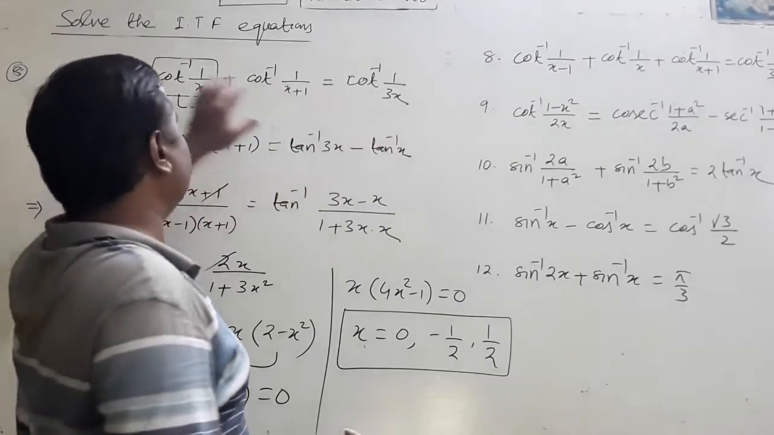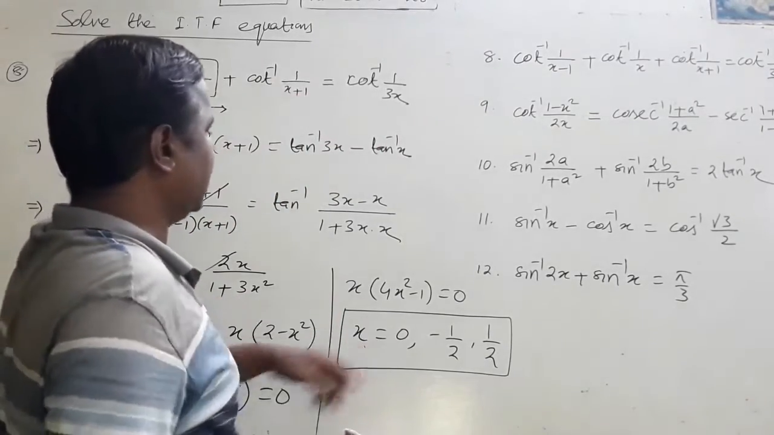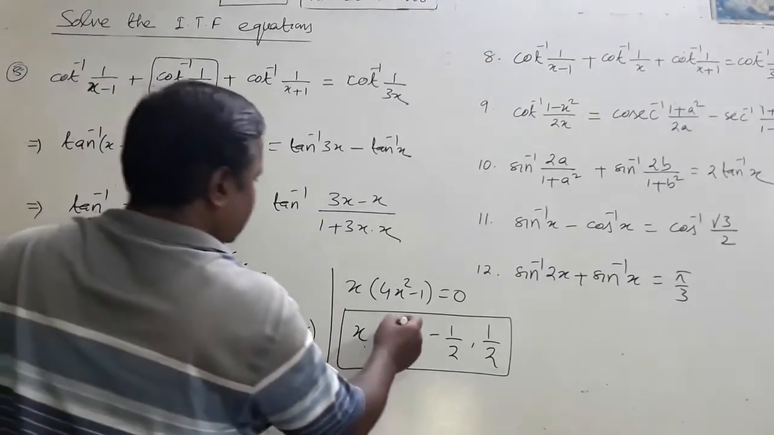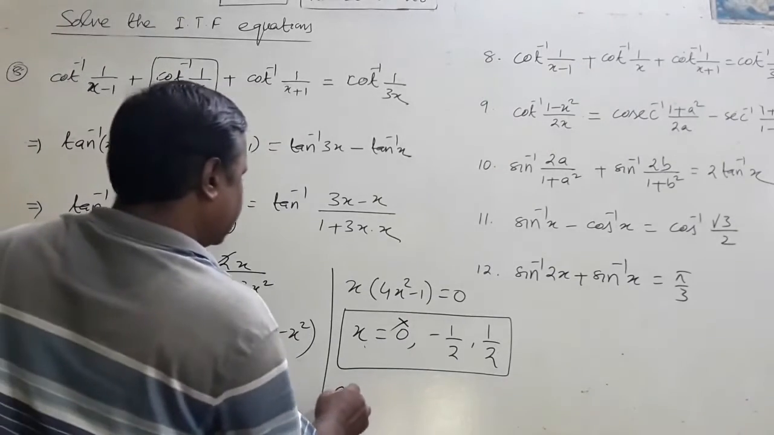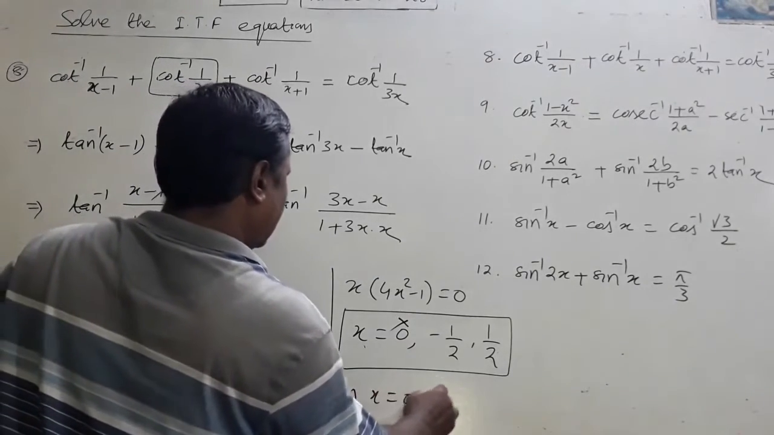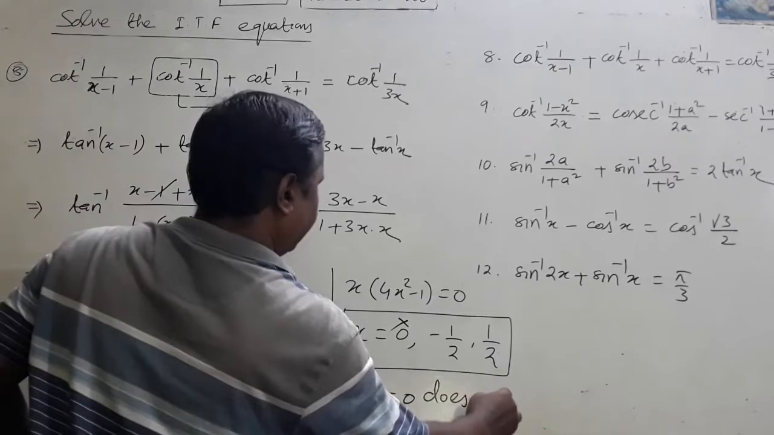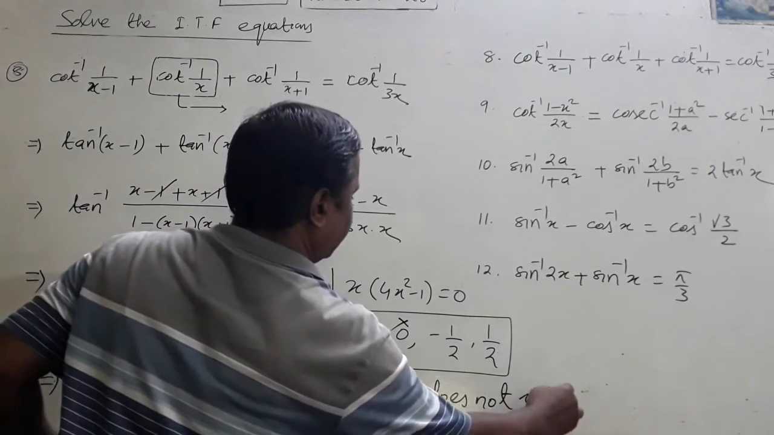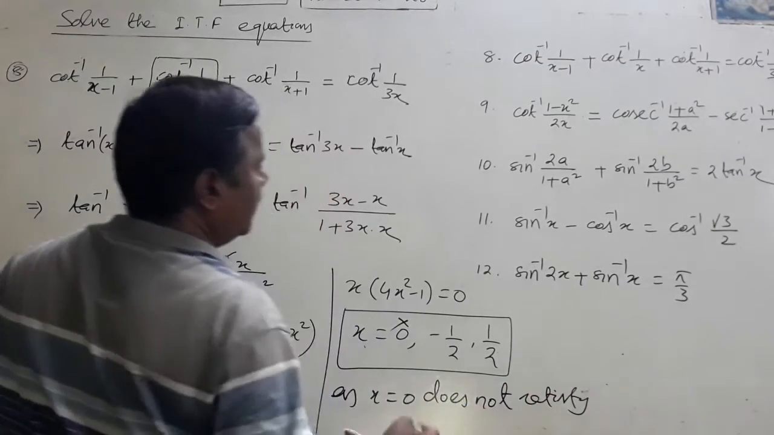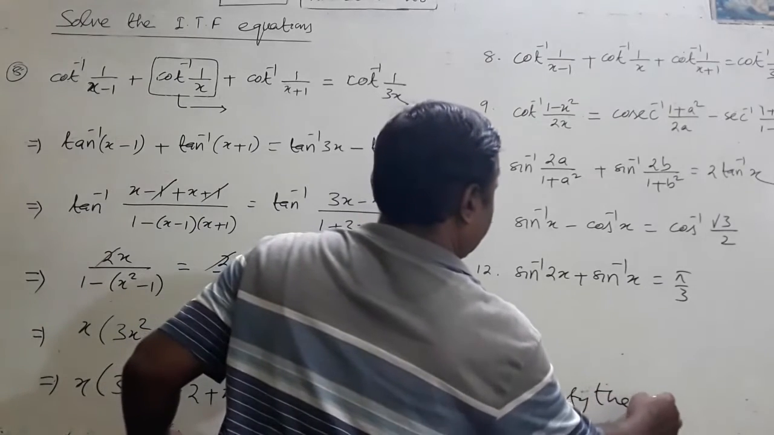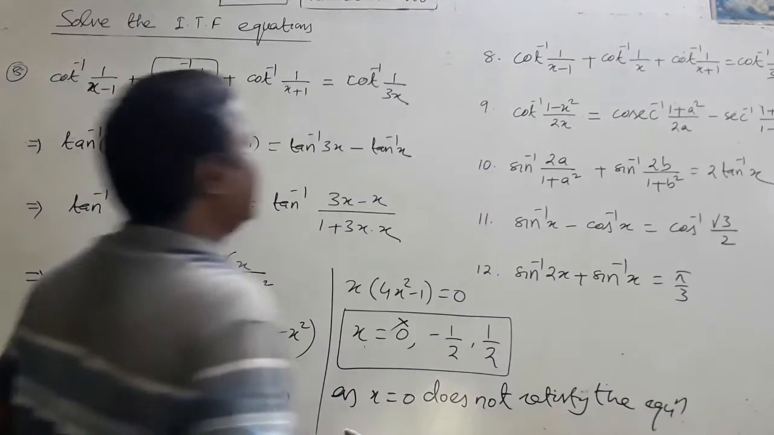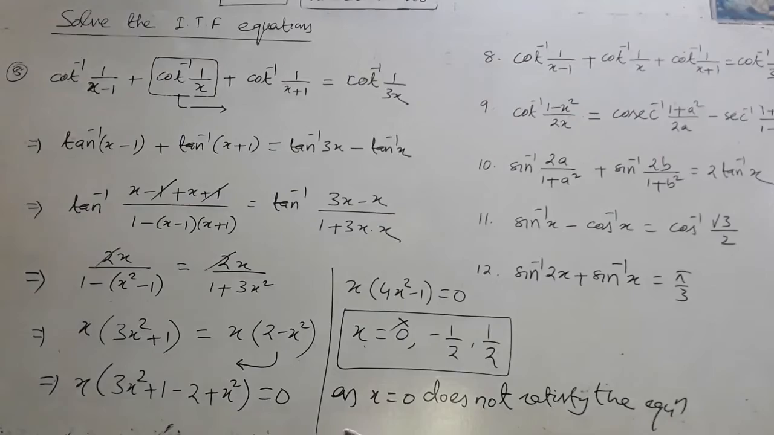Both are undefined in this place, so it cannot satisfy the value 0. Hence 0 is cancelled, as x is equal to 0 does not satisfy the equation. Okay, now you can observe the next problem, number 9.